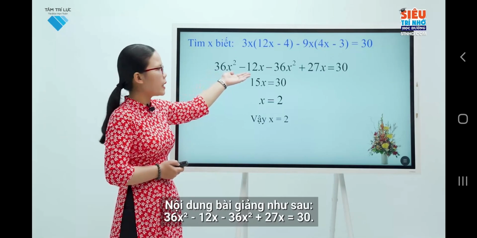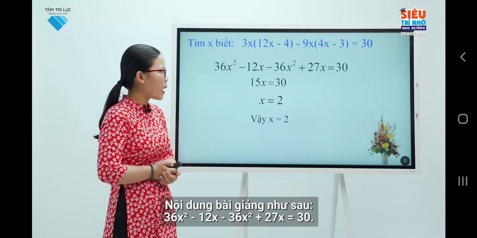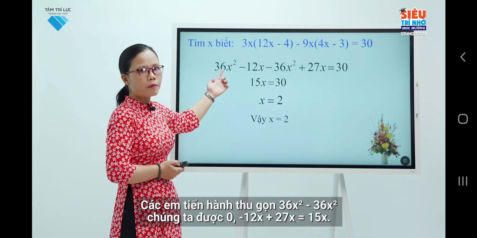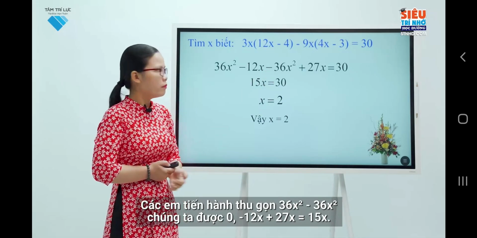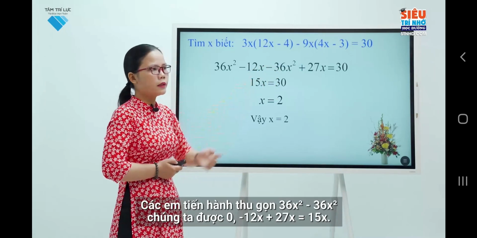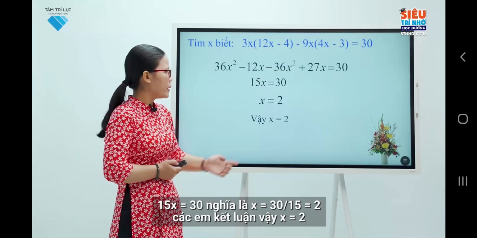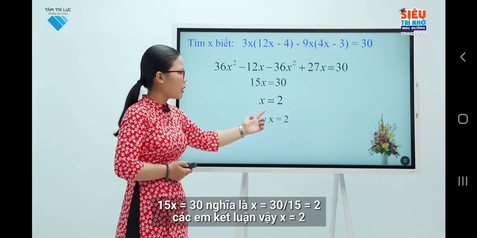36x squared minus 12x minus 36x squared plus 27x equals 30. You proceed to simplify 36x squared minus 36x squared. We get 0. Negative 12x plus 27x equals 15x. 15x equals 30 means x equals 30 over 15 equals 2. You conclude that x equals 2.